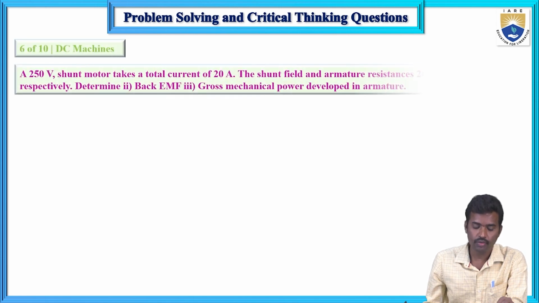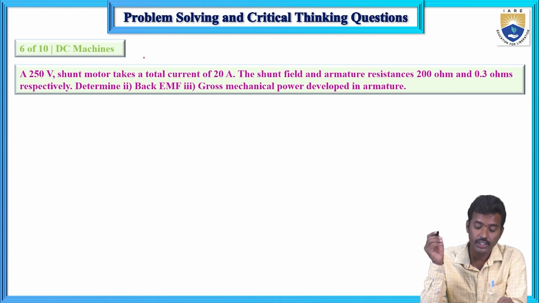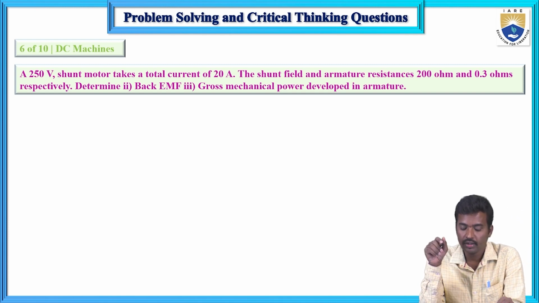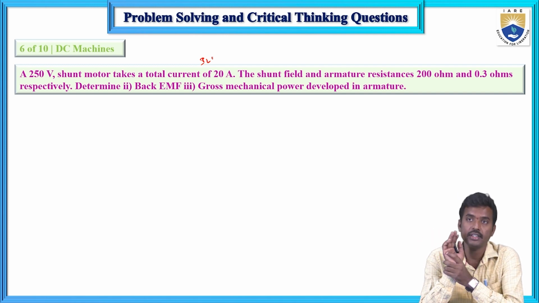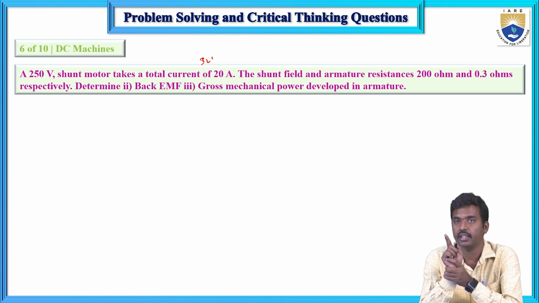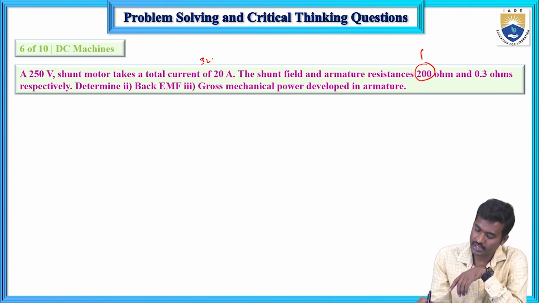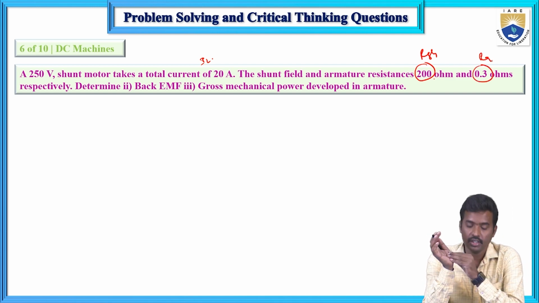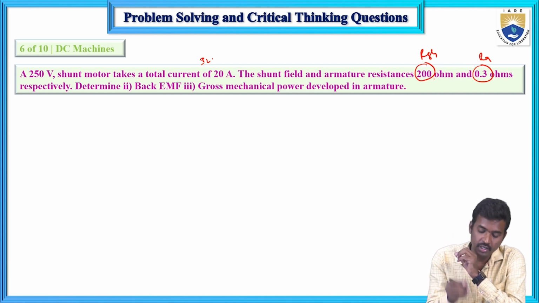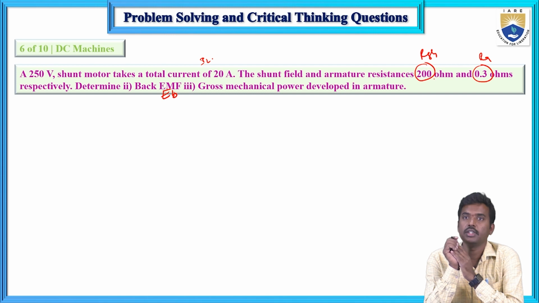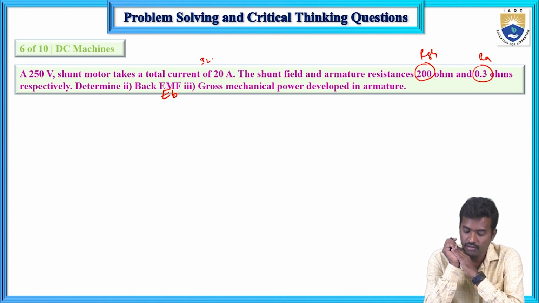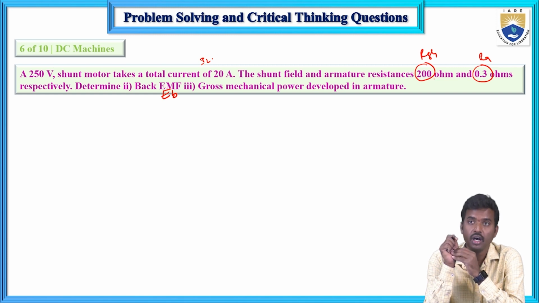Sixth problem. A 250 volts shunt motor takes a total current of 20 amps. This is IL, the line current, not load current. Load current is for a DC generator and line current is for a DC motor. Now the shunt field resistance RSH is 200 ohms and the armature resistance RA is 0.3. Now determine the back EMF, EB, not EG, in the case of a DC motor, and the gross mechanical power developed in the armature.